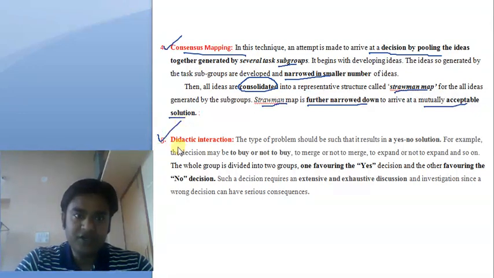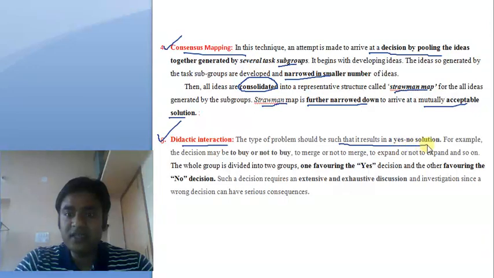The next method is dialectic interaction. The type of problem should be such that it results in a yes or no solution. This method is used where a yes or no solution is required. For example, whether a company wants to buy or not to buy a particular machine, or whether to merge or not to merge. In this method there are two groups. One group says yes, the other group says no.